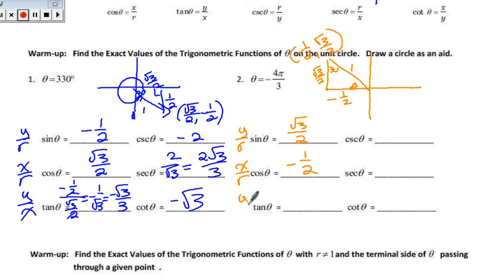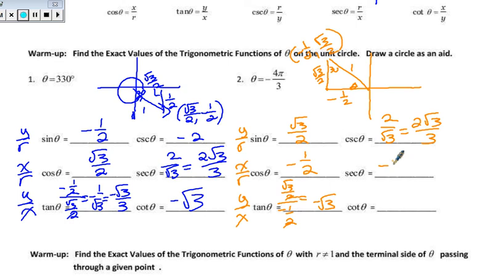And tangent is y over x. So that's going to be √3 over 2 over negative 1/2. These guys cancel here. We're going to be left with negative √3. Once you got your sine, cosine, and tangent, we just do the flips here. So we're going to have 2 over root 3, rationalized, will get us 2 root 3 over 3.